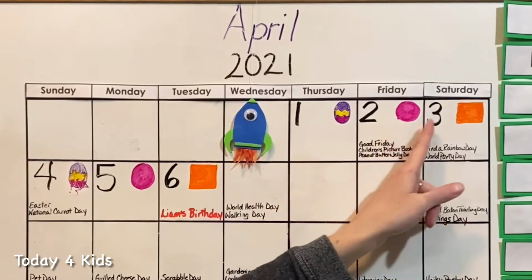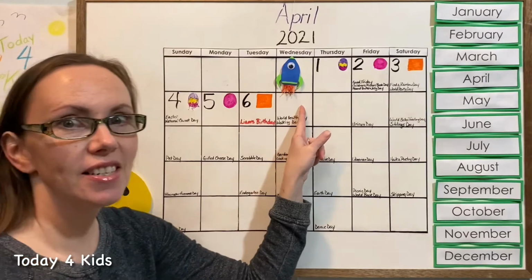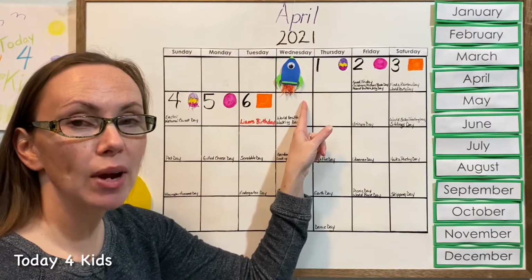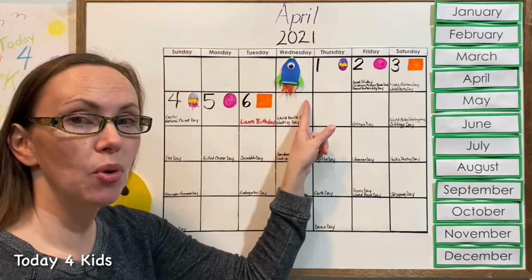Easter egg, pink circle, orange square. Easter egg, pink circle, orange square. Easter egg. Did you guess Easter egg? Let's put an Easter egg into our square. You can practice on a piece of paper or in the air with your fingers as I'm drawing it on the board. Are you ready?